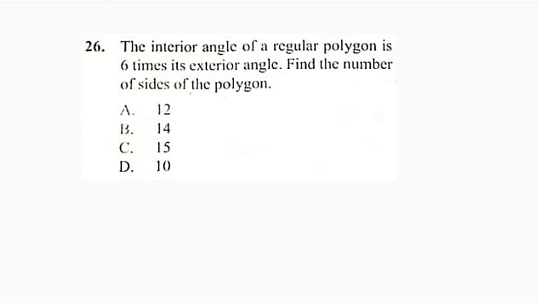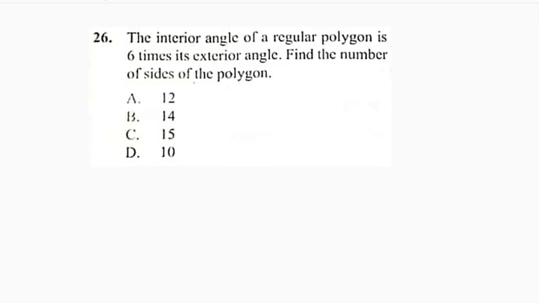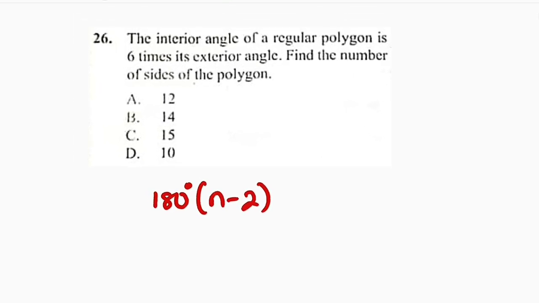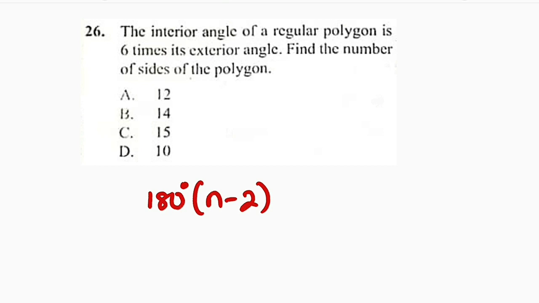Remember that to find the sum of all the angles in any polygon, all you have to do is to take 180 degrees, you multiply it by n minus 2, where n stands for the number of sides. For example, if you are dealing with a triangle, which you know that the sum of all the angles equal to 180 degrees, and you know that a triangle has 3 sides, so 3 minus 2 is 1, and 1 times 180 is 180 degrees.